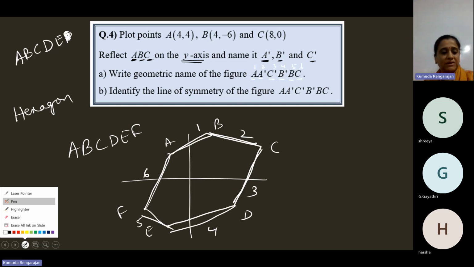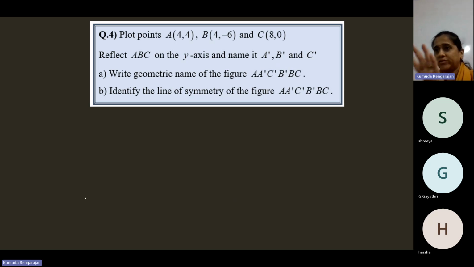Let me read the question again from the beginning. Plot the points. We got that A, B, C. And then reflect the points using y-axis as the mirror. Okay, so you'll get 3 more points, A dash, B dash, and C dash. So 6 points in all. Now you should join the 6 points and name the figure. It's not given to join the points. But when they ask you to write the geometric name for the figure, which figure? We only have points on the graph paper. There is no figure. What do you have on the graph paper? 6 points. Do you see any figure there? No. Then join the points. Only then you can see the figure. And then write the name of the figure. It's a hexagon because 6 sides, so hexagon.